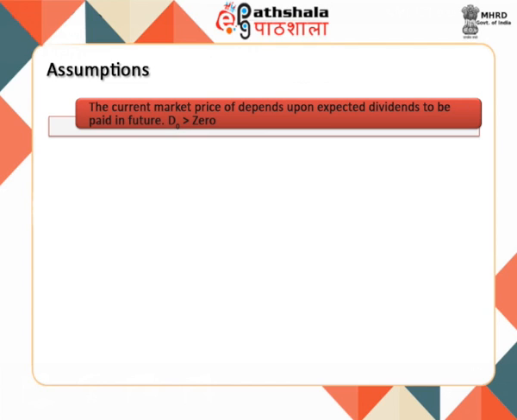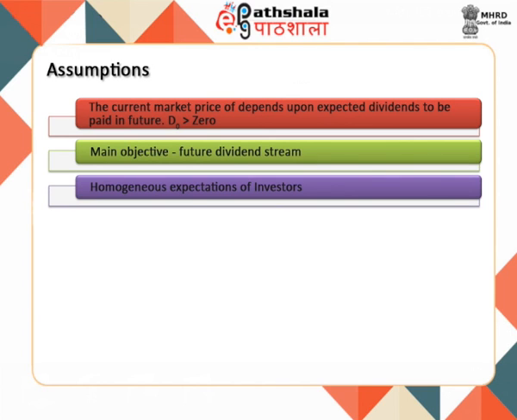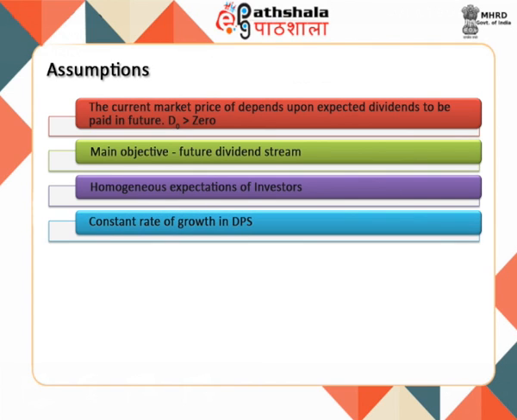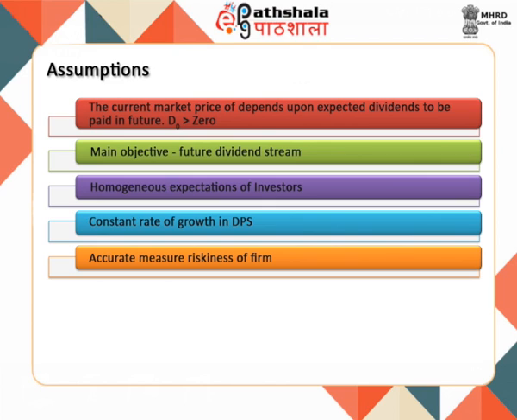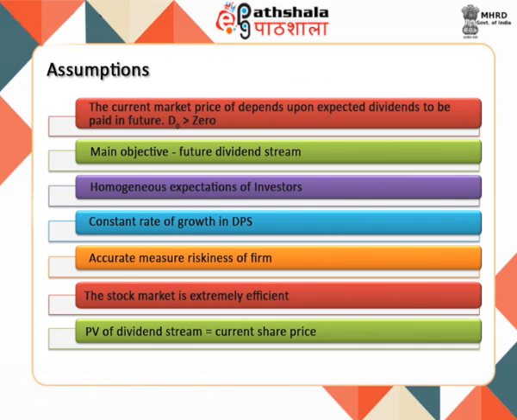The initial dividend is greater than zero. The main objective of investors behind buying shares is to acquire a future dividend stream. All investors have homogeneous, that is, identical expectations of this future dividend stream. There is a constant rate of growth in dividend per share. Investors can accurately measure the riskiness of the firm so as to agree on the rate at which to discount the dividends. The stock market is extremely efficient at pricing securities. Present value (PV) of the dividend stream is equal to the current share price, the current market price of the share.